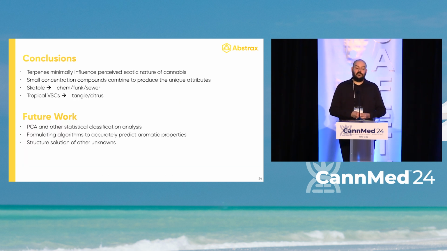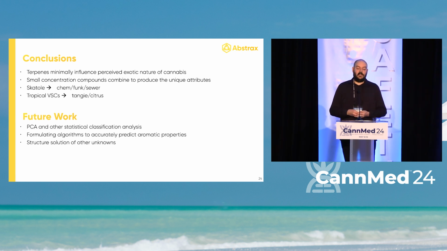And so some of the conclusions here: we notice terpenes minimally, if at all, influence the perceived exotic nature of cannabis. The small concentration compounds here, flavorants, are really combining to heavily impact the unique attributes. Skatole is one of the major components, with indole impacting that chem, funk, savory, unique note, the alliaceous note. Not really alliaceous, but it gets perceived as such in these exotic savory strains. And then the tropical VSCs really impact those unique tangy citrus notes.